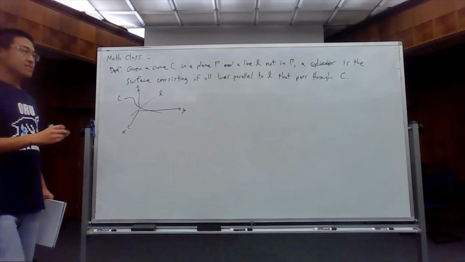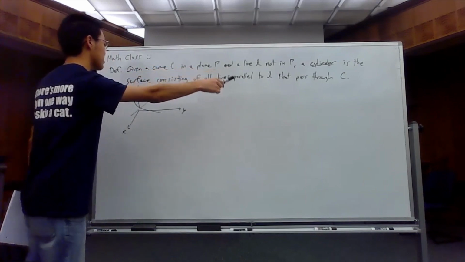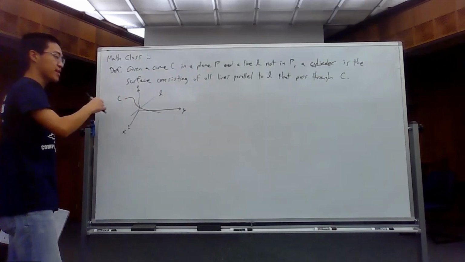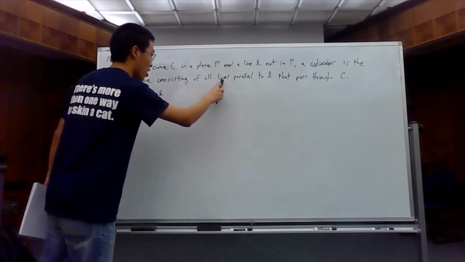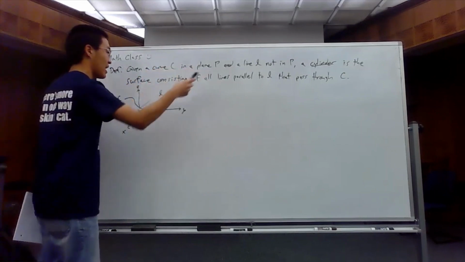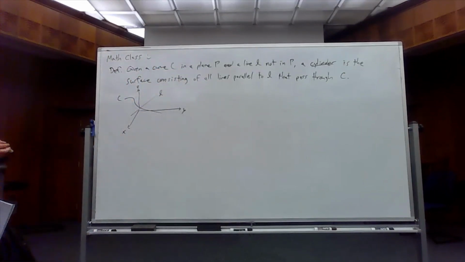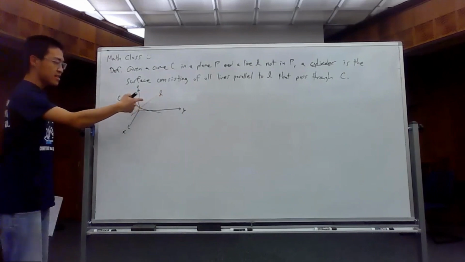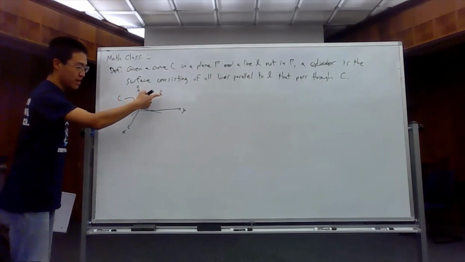Now, what does it mean? So the cylinder part: a cylinder is a surface. So we're expecting a surface, and it's going to consist of all the lines parallel to L that are passing through C. So here's L, and it's going to be a whole collection of lines that are parallel to L.